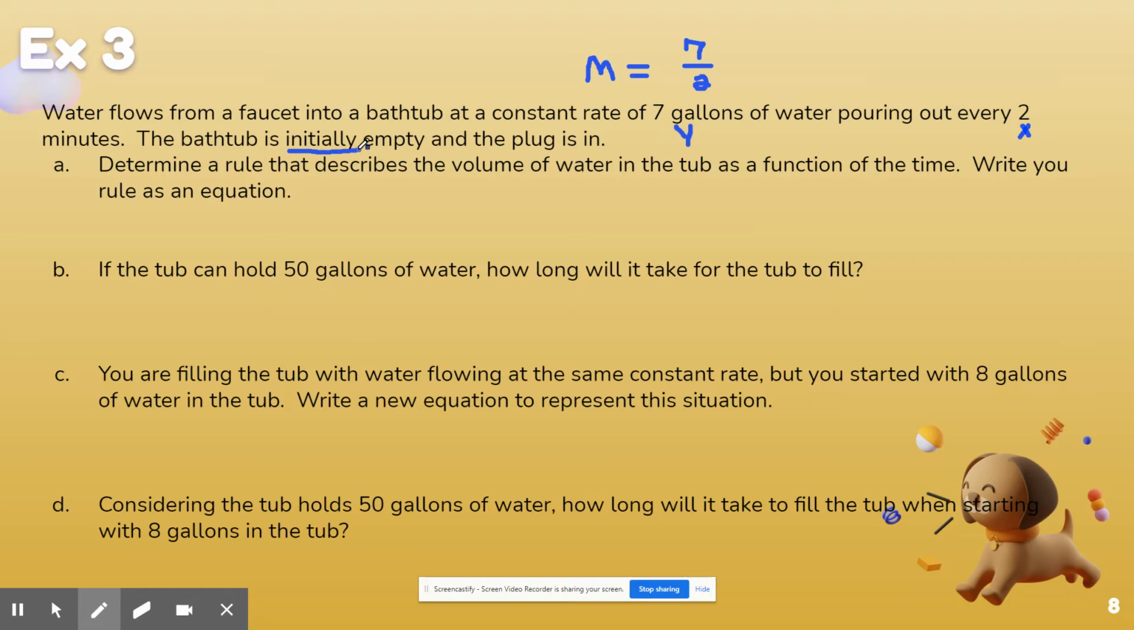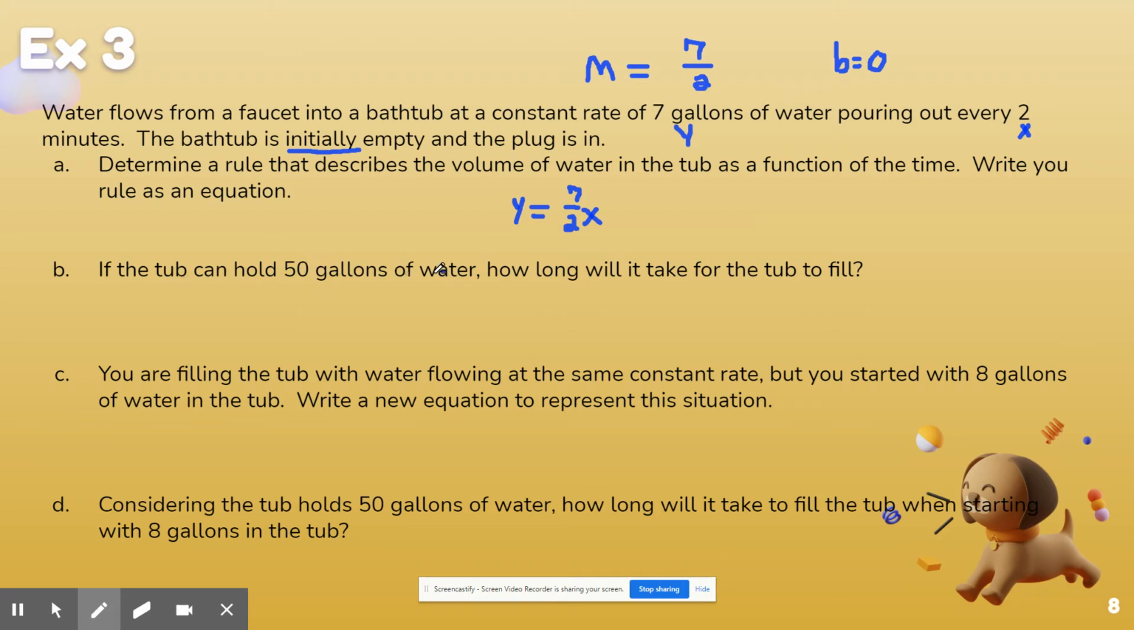Initially, which is the same as starting, it's empty. So your b in this case is 0. It says determine a rule that describes the volume of the water in the bathtub as a function of time. Write the rule as an equation. So y equals 7 over 2 x, and then you could put plus 0, but it's not necessary.